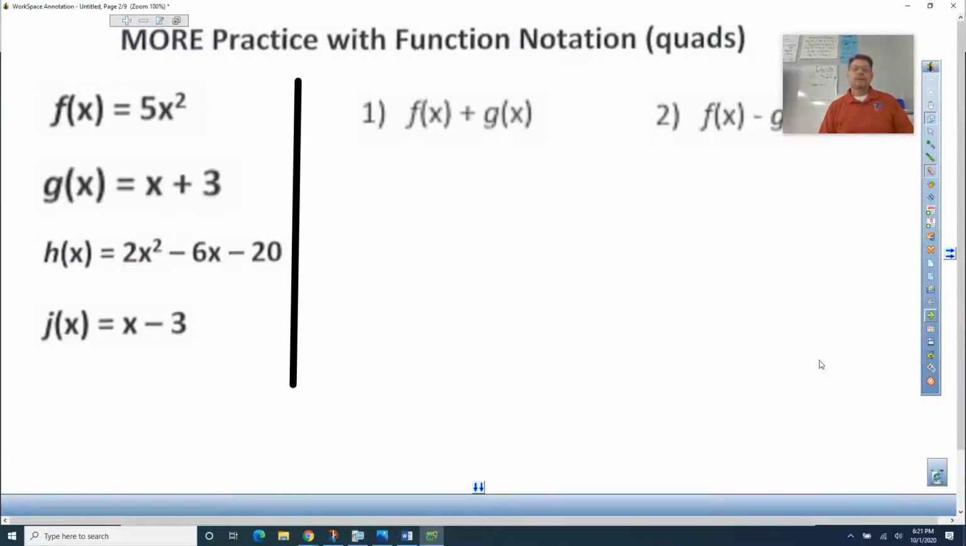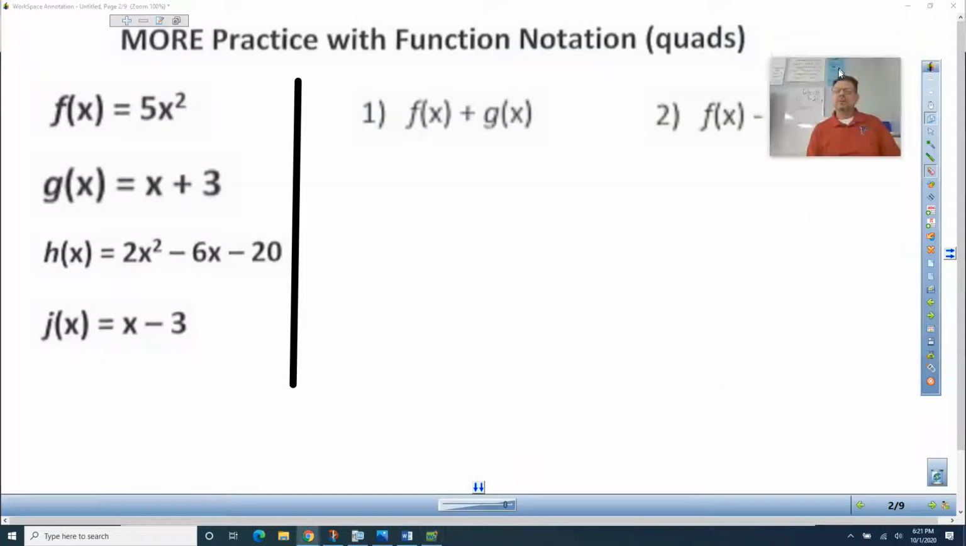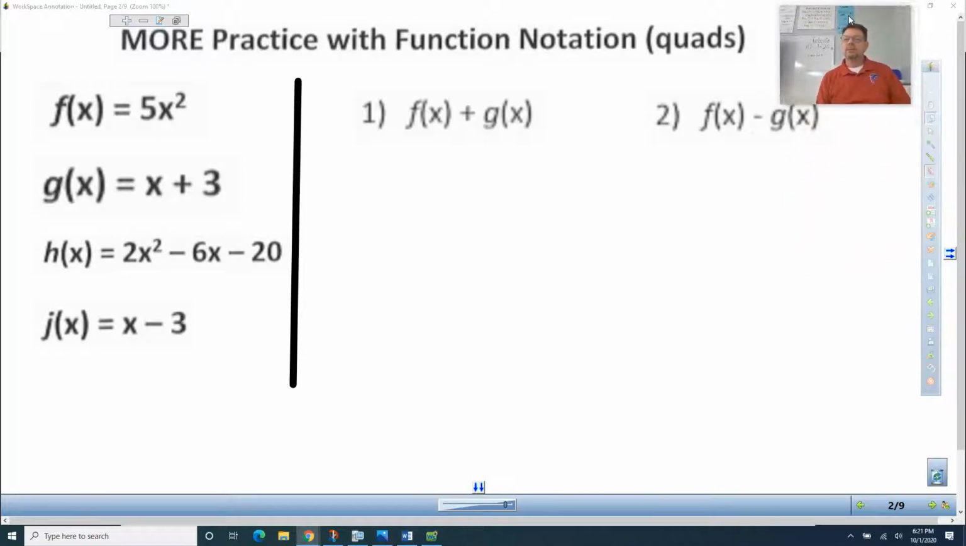All right, here's our first couple examples. I probably am going to... is that going to work? We'll see how that works.